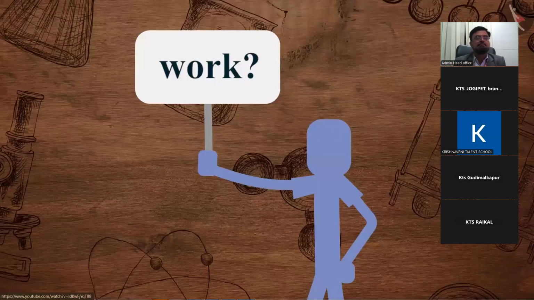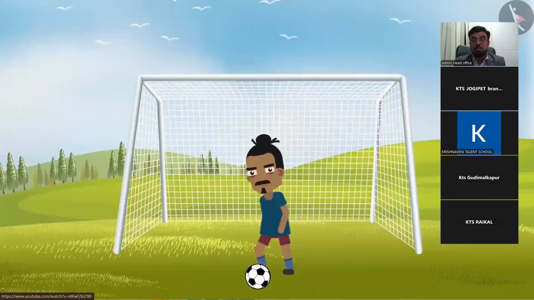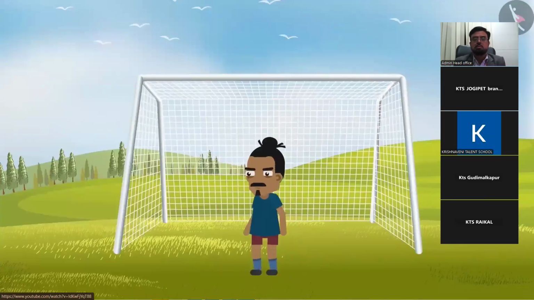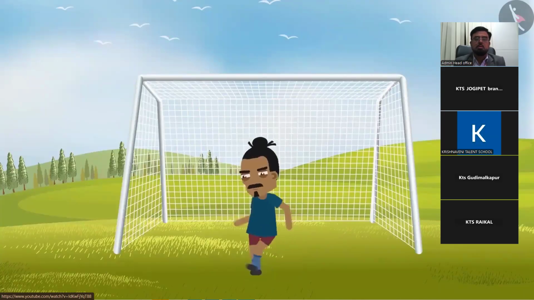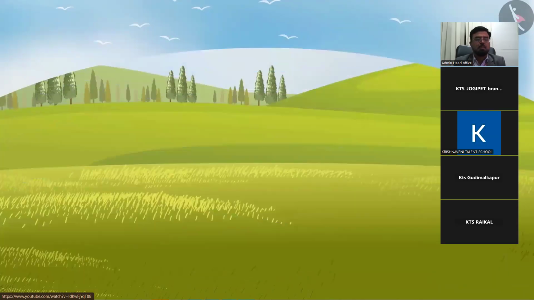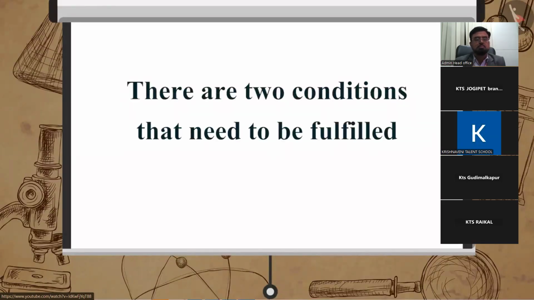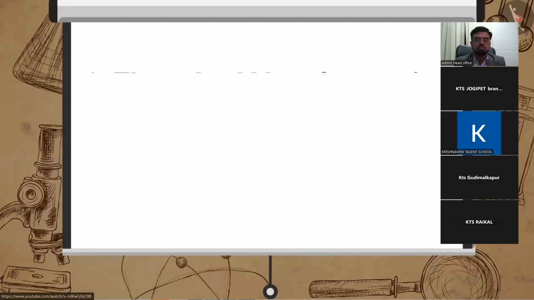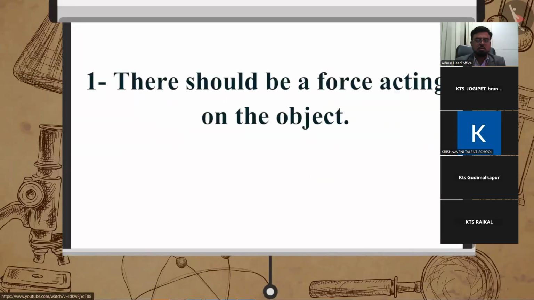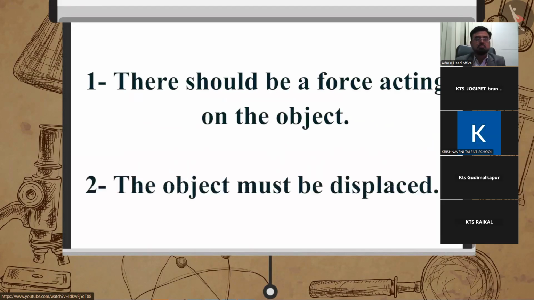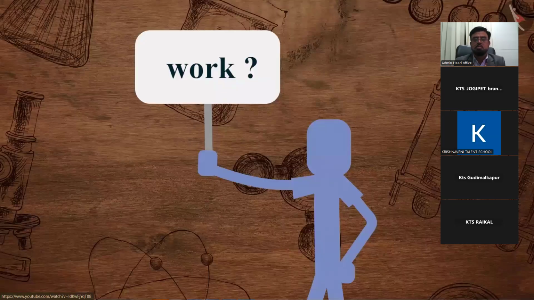Now, let's have a look at a situation that science considers as work. As you kick a football, your work is done as you are applying force on the ball and it is being displaced. In this situation, there are two conditions that need to be fulfilled for the work to be done. 1. There should be a force acting on the object. 2. The object must be displaced. Both are mandatory. If any of the two conditions are not met, work is not considered to be done according to science.